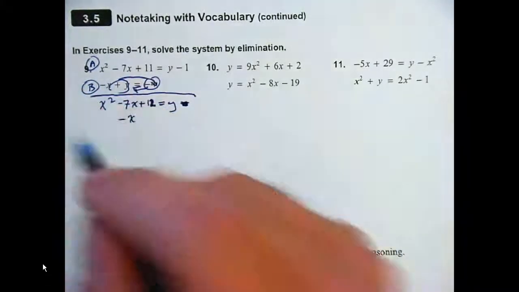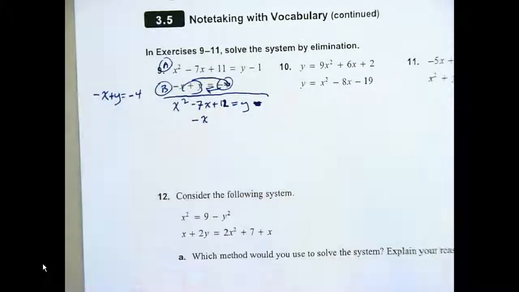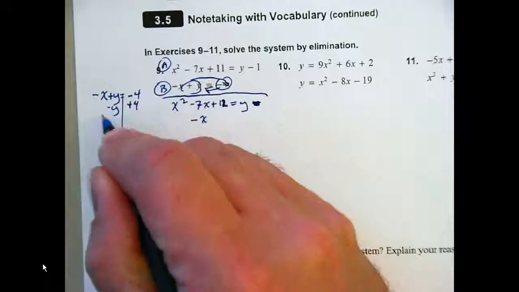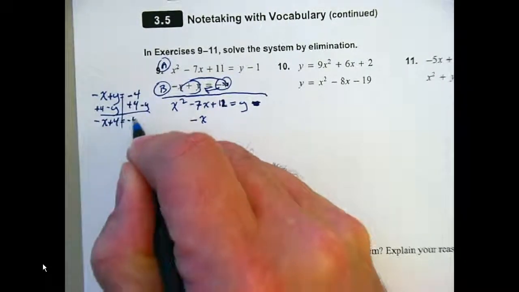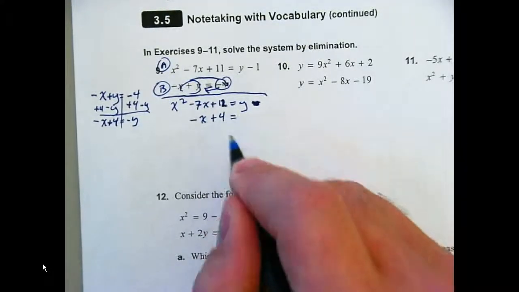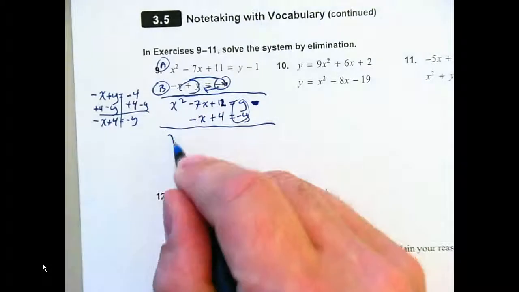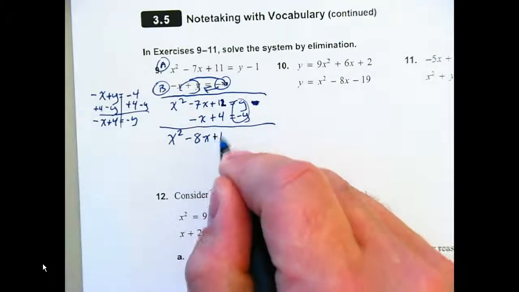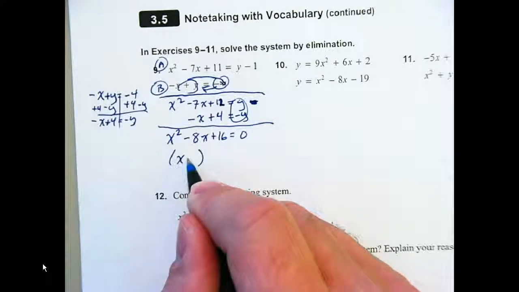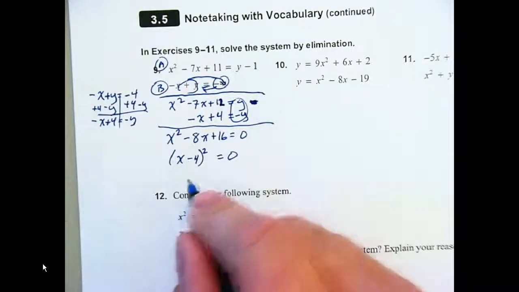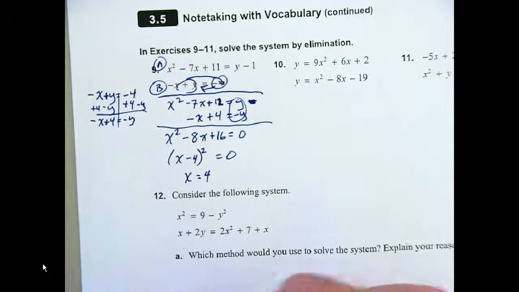It might help off to the side here saying, well, that's negative x plus y equals negative 4. Thank you. And so I'm going to subtract the y over and add the 4 over. When I subtract y and then add 4, I end up with negative x plus 4 equals negative y. And so now I have the 4 that I can put there, and I have the negative y right here. And that's nice because that becomes 0. x squared minus 8x plus 16. And hopefully you recognize that right away as a perfect square. x minus 4 quantity squared equals 0. That means x equals 4. And y equals 0. Okay?